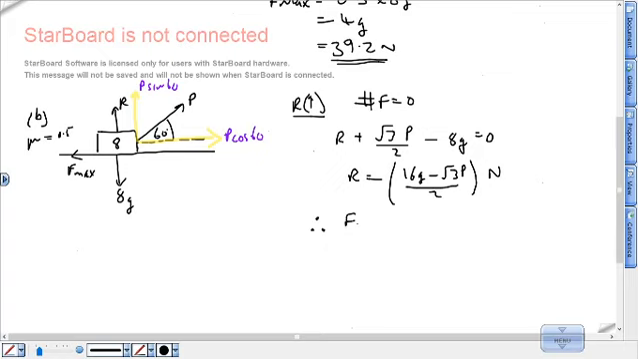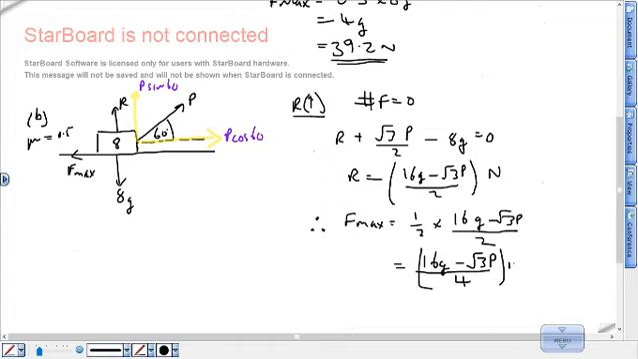Therefore F max, because we're going to try and get the maximum value P can be, and for that this has to provide the maximum resistance. So it equals mu R. Mu is never going to change between these two, as I said before, so it is going to be 0.5, which is a half, multiplied by our 16G minus root 3P, all over 2. So it boils down to 16G minus root 3P all over 4.